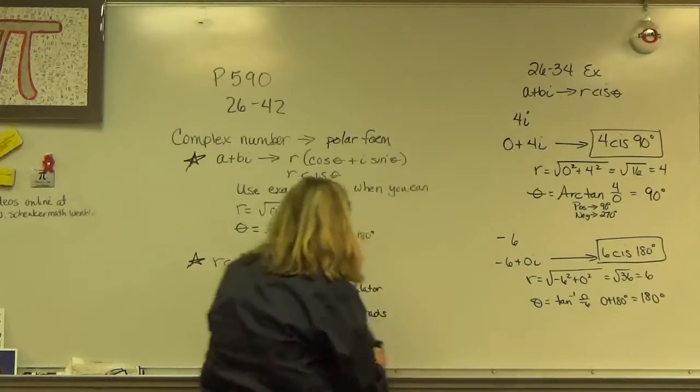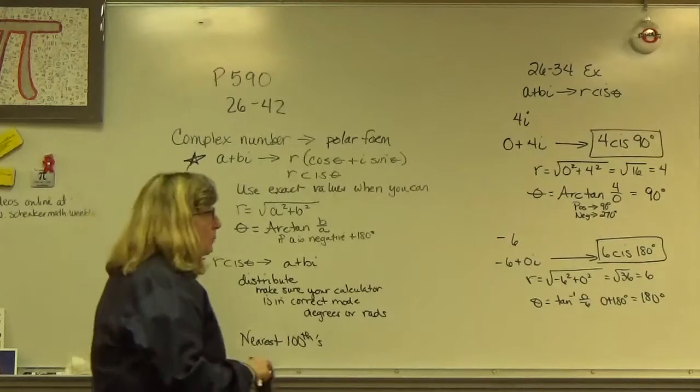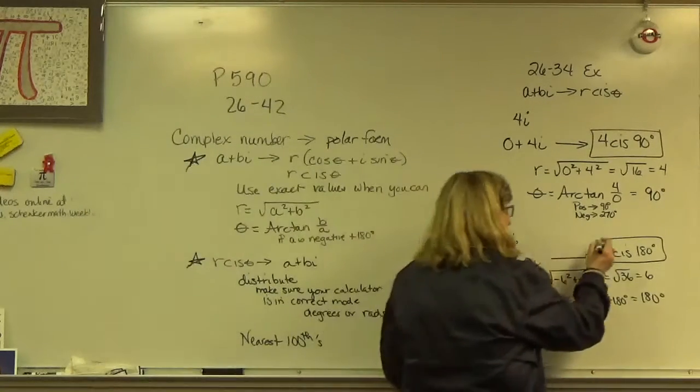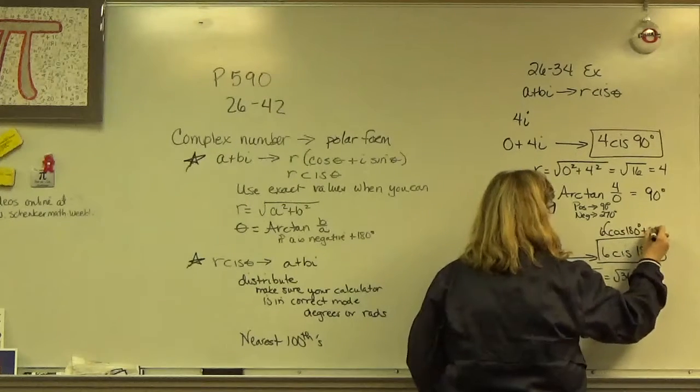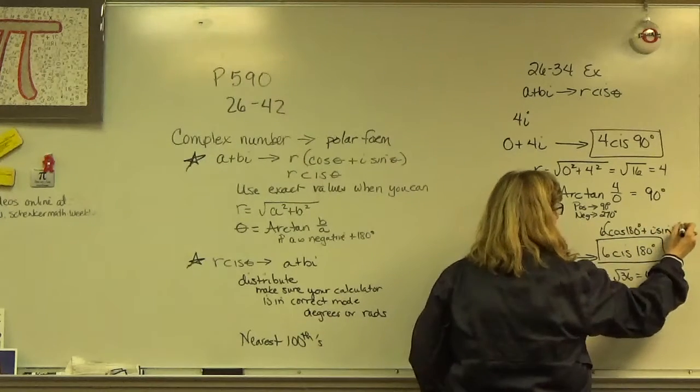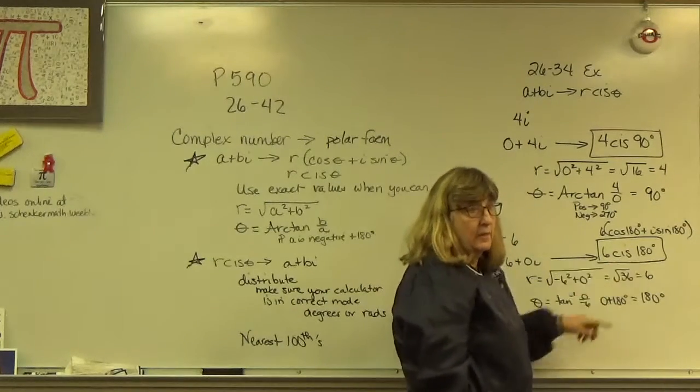Okay? Next. Could you write that out the long way? You'll probably see, if you look in the back of the book, it'll say 6 cosine of 180 plus i sine of 180, which to me is a lot of writing when you know what it stands for. Cosine i sine.